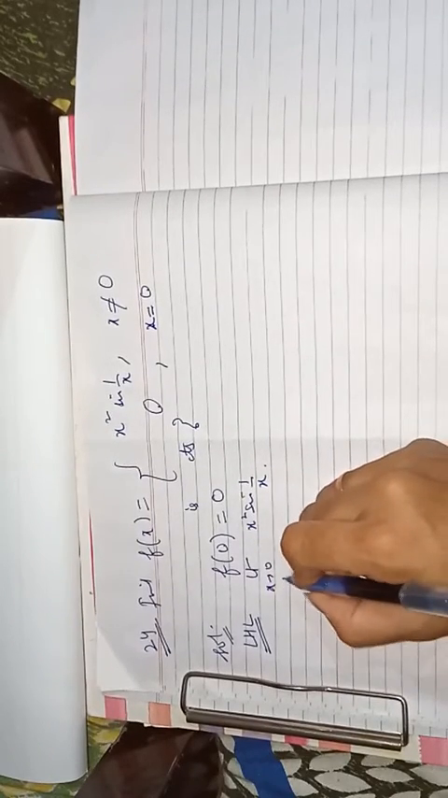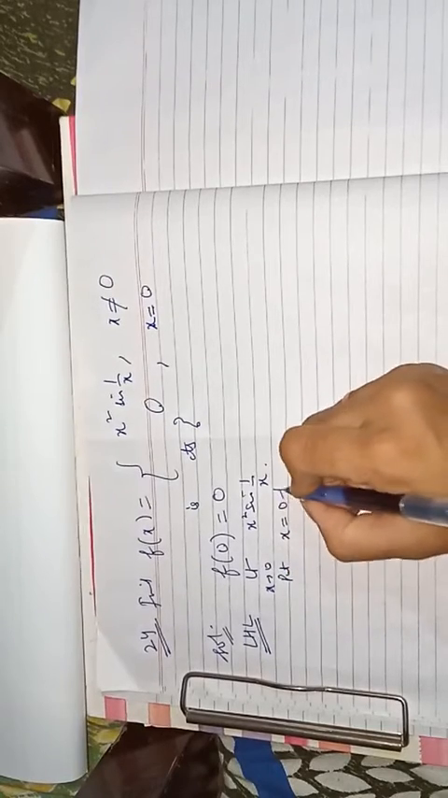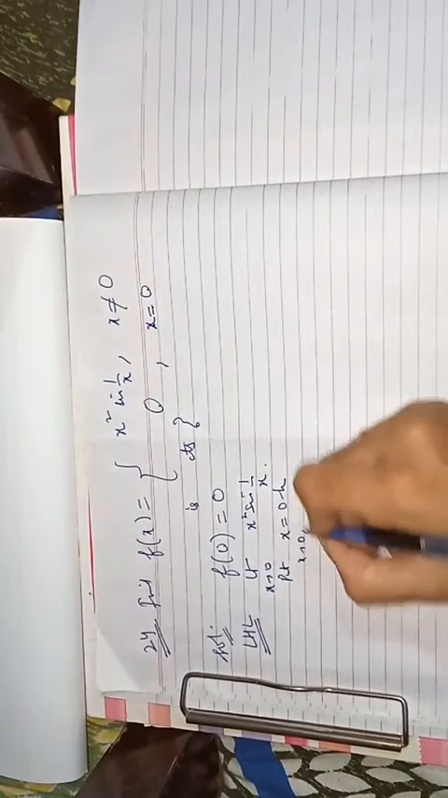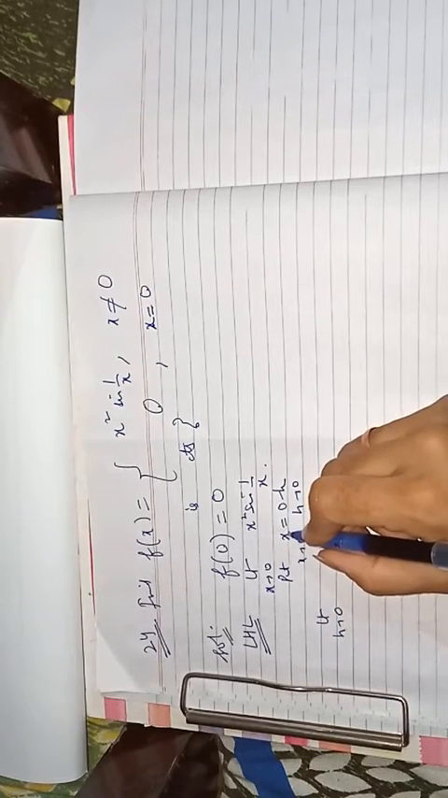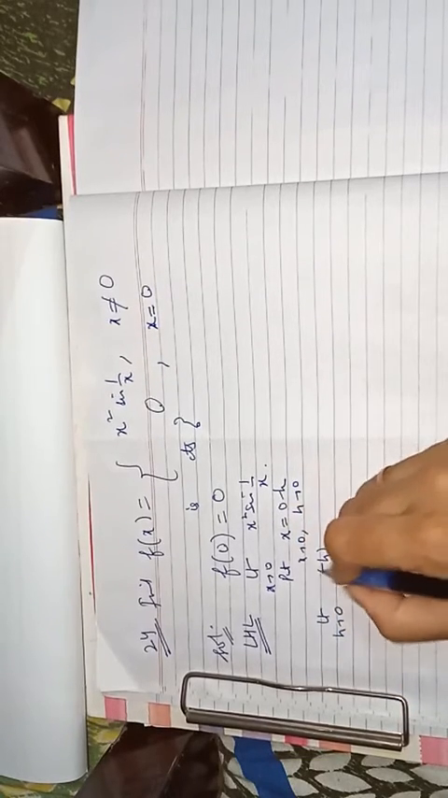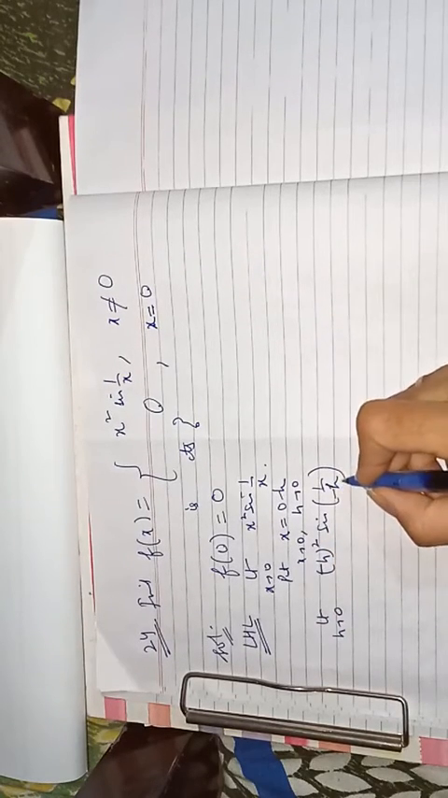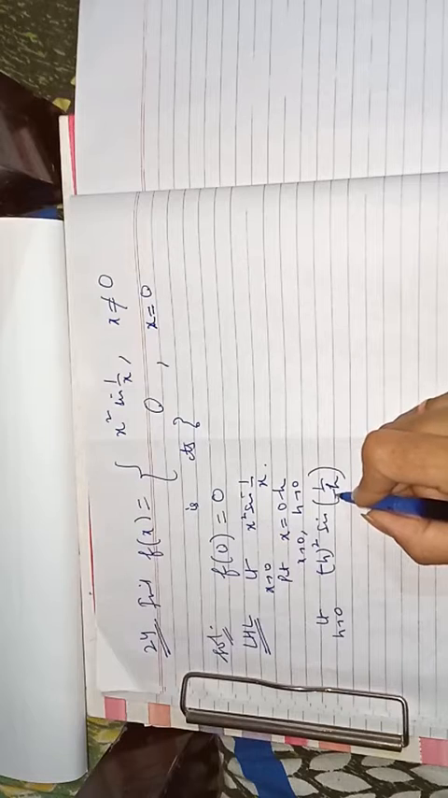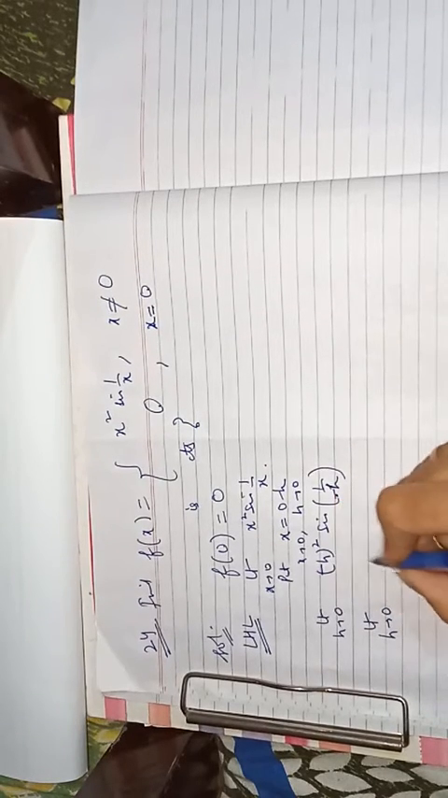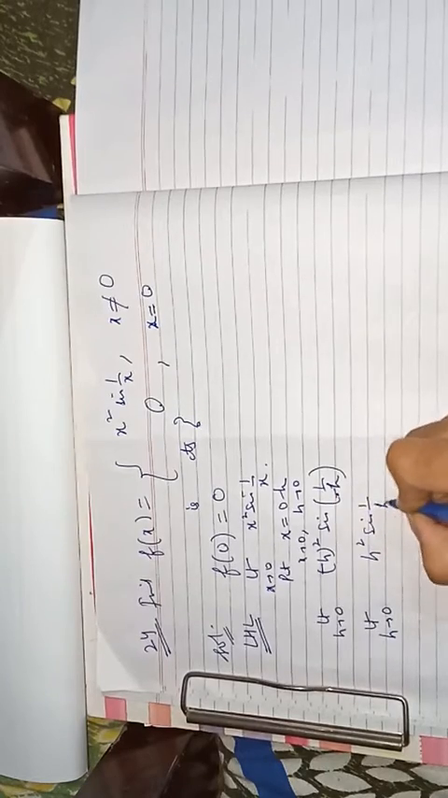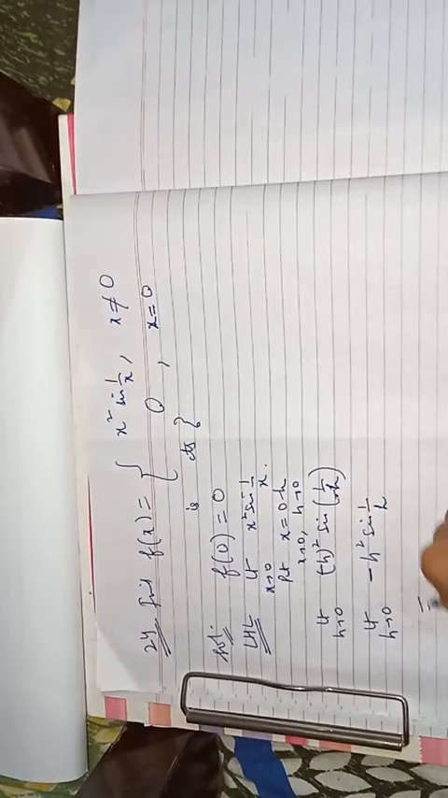You can use the formula, put x equal to c minus h, that is 0 minus h. When x approaches 0, h will also approach 0. So limit h tending to 0, we can put x equal to minus h: h square sine 1 over minus h. Sine of minus theta is minus sine theta, so you can take this negative sign outside. Limit h tending to 0, h square sine 1 over h, and this negative sign here.